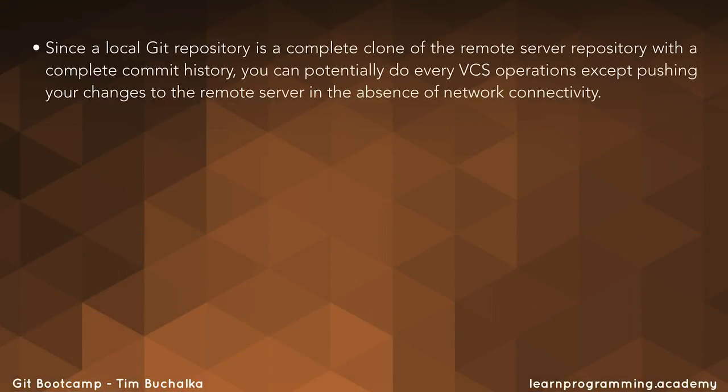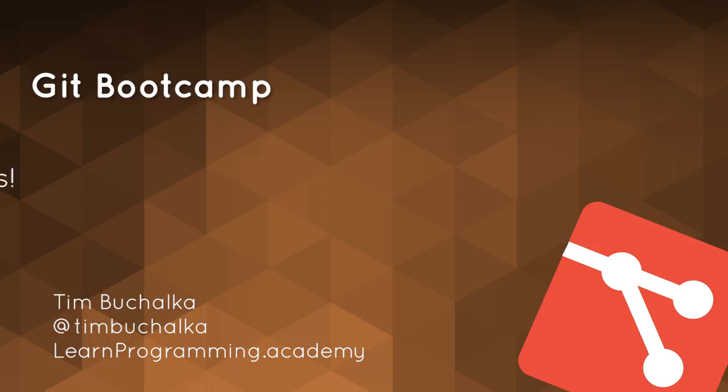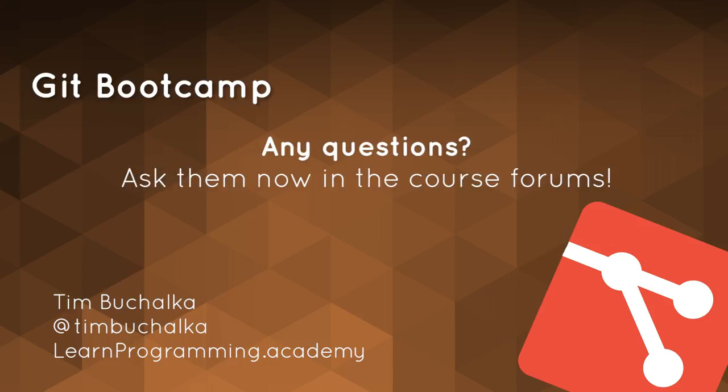So since the local Git repository is a complete clone of the remote server repository with a complete commit history, you can potentially do every version control system operation except pushing your changes back to that remote server in the absence of network connectivity. So as an example, whether you're in an airplane or your basement without internet, or whether you're just using a computer normally, you can still carry out all your version control system tasks and then subsequently push your changes back to the remote server whenever that network is available. Pretty powerful. All right, so let's move on to the next video.